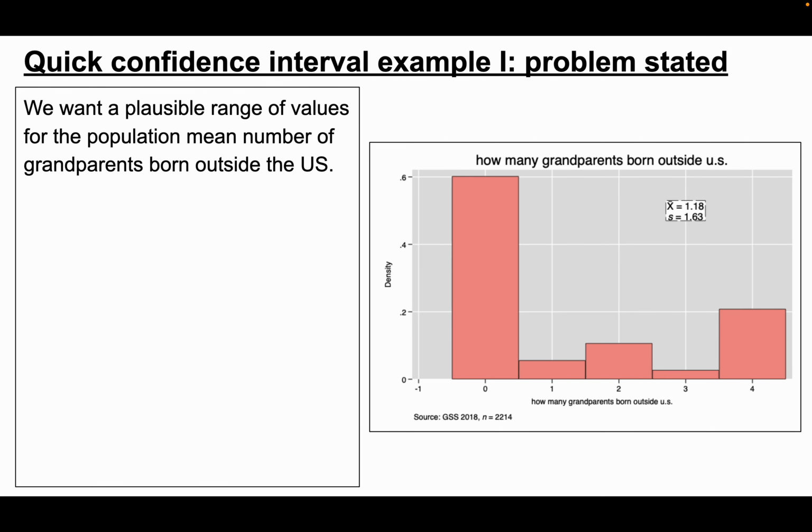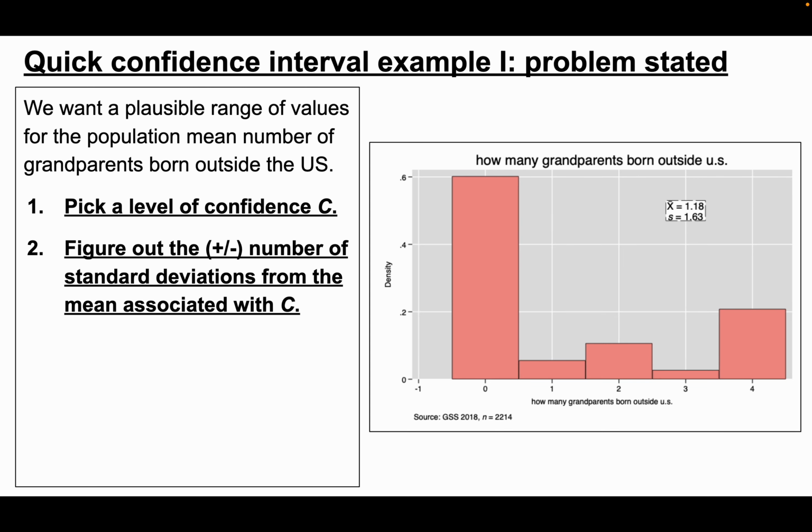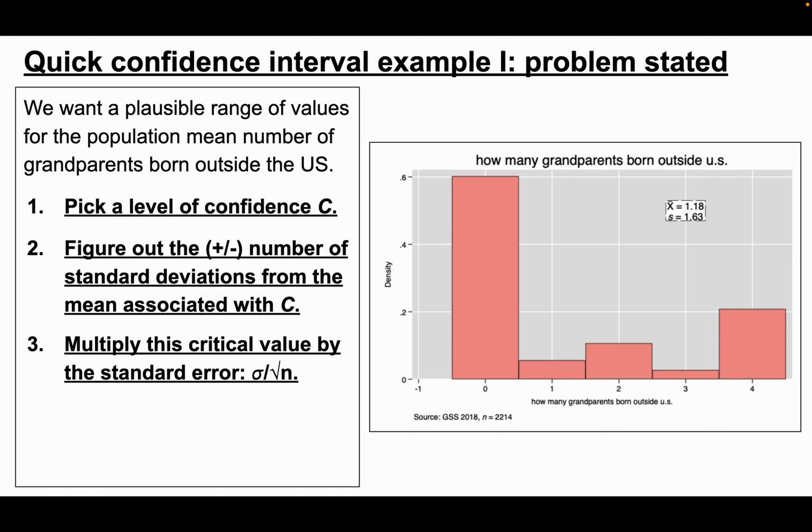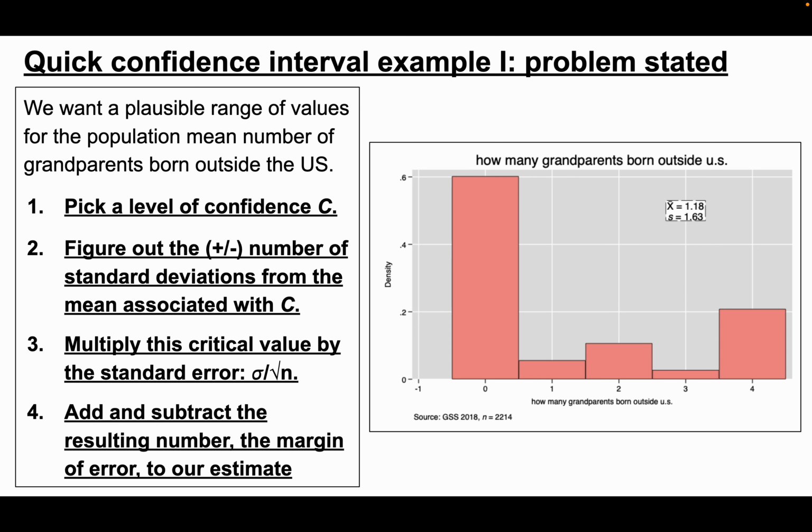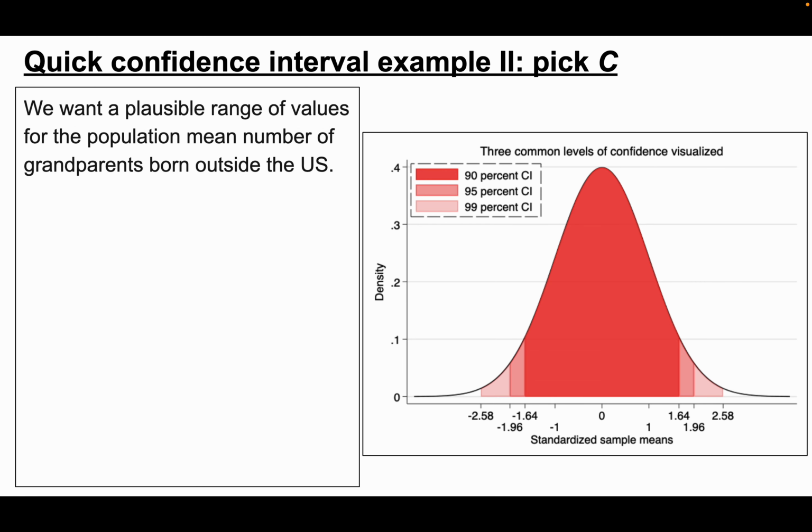So here's a quick example. Let's say we want a plausible range of values for the population mean number of grandparents born outside the United States. First, we pick a level of confidence C. Then we'll find out the number of standard deviations from the mean associated with C. We multiply the critical value by the standard error, sigma over square root of n. Then we'll add and subtract the resulting number, which we call the margin of error, to our estimate.